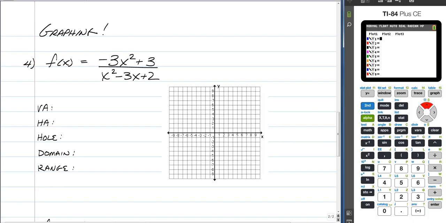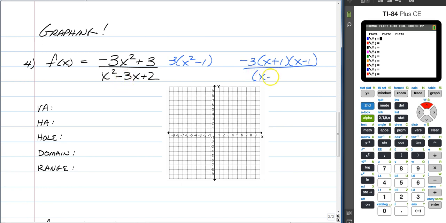Alright, so I have my graphing calculator up here for you to help you along. But this is what we're going to do here. We are going to first simplify. So the first thing we're going to have to do is factor our numerator and denominator. So the numerator would be first factor out a -3, leaving us with x squared minus 1, which we could factor to -3 times (x plus 1) and (x minus 1). Over our denominator, we can just factor to (x minus 2) and (x minus 1).